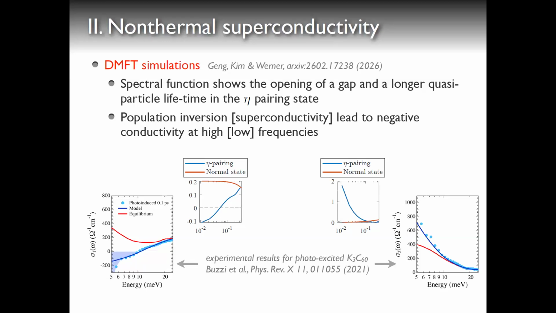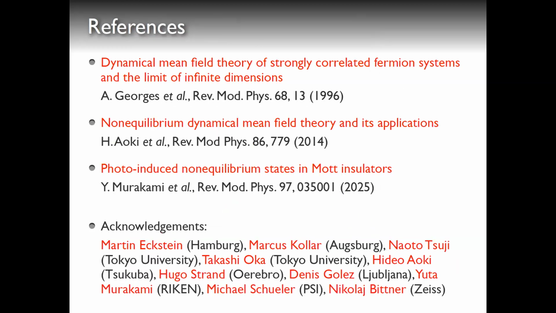But it's possible that at least transiently, we can realize an eta pairing state for a very short amount of time, even in a metallic system, if we can somehow create sufficiently cold doublons and holons. And that's something that we are currently studying in my group. Hopefully we will have some data about this in the near future. And with this, I'm done.